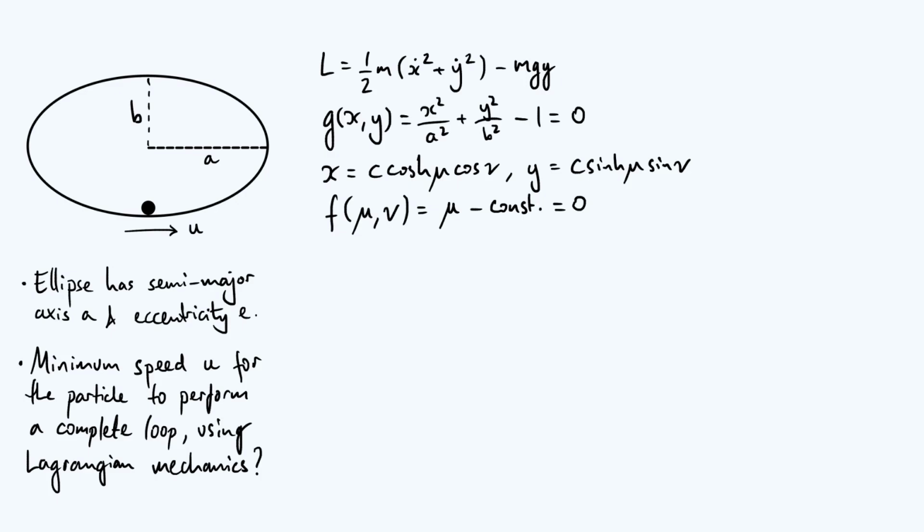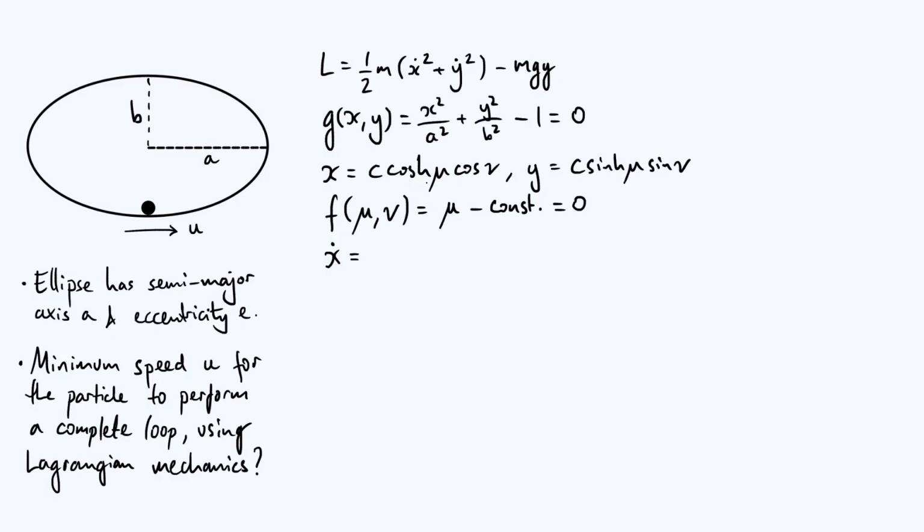How about the Lagrangian itself? Well, to write down the Lagrangian in terms of mu and nu, you are going to need to know x dot and y dot in terms of mu dot and nu dot. So we can get those by just differentiating our coordinate definitions. If we do that, then x dot is going to be, we've got to use the product rule and also the chain rule because x depends on both mu and nu.